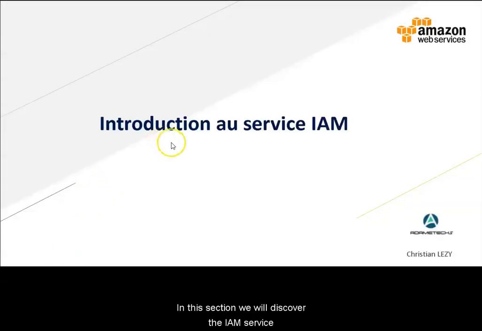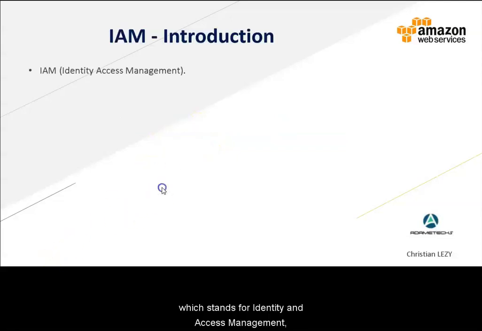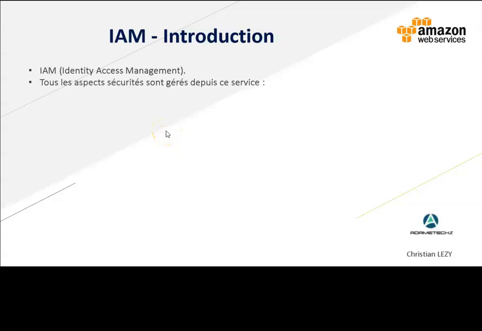In this section, we'll cover the IAM service, which stands for Identity and Access Management. It's the service that allows users to manage the rights of AWS. All aspects of security will go through this service, whether it is for users, groups, or roles.